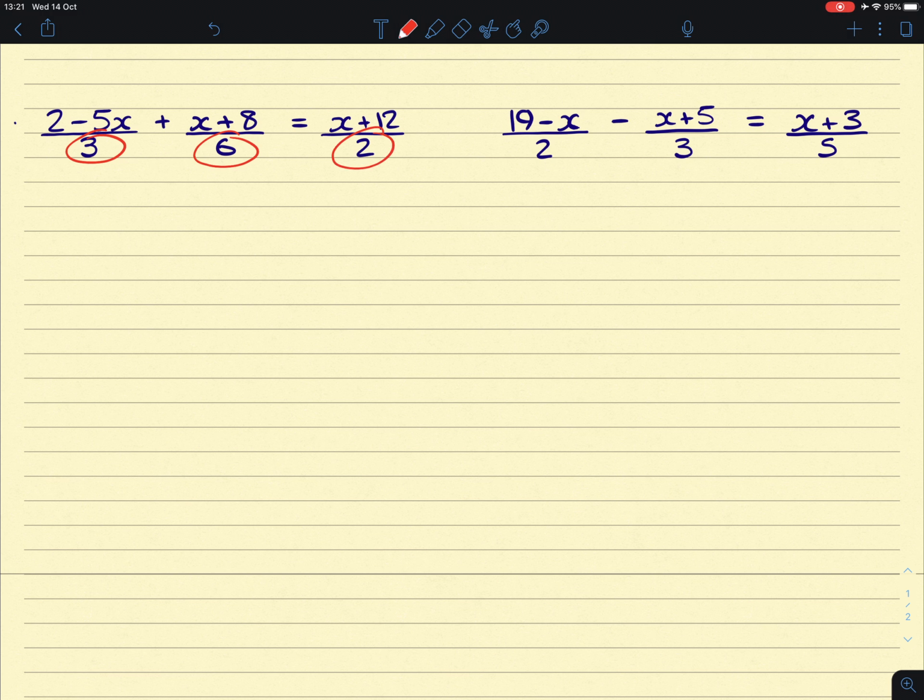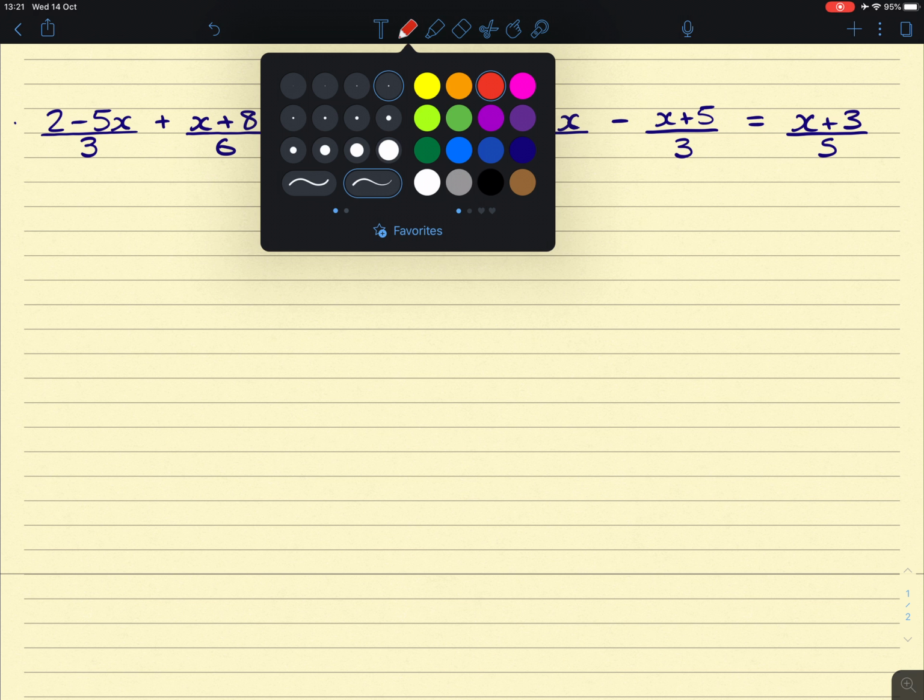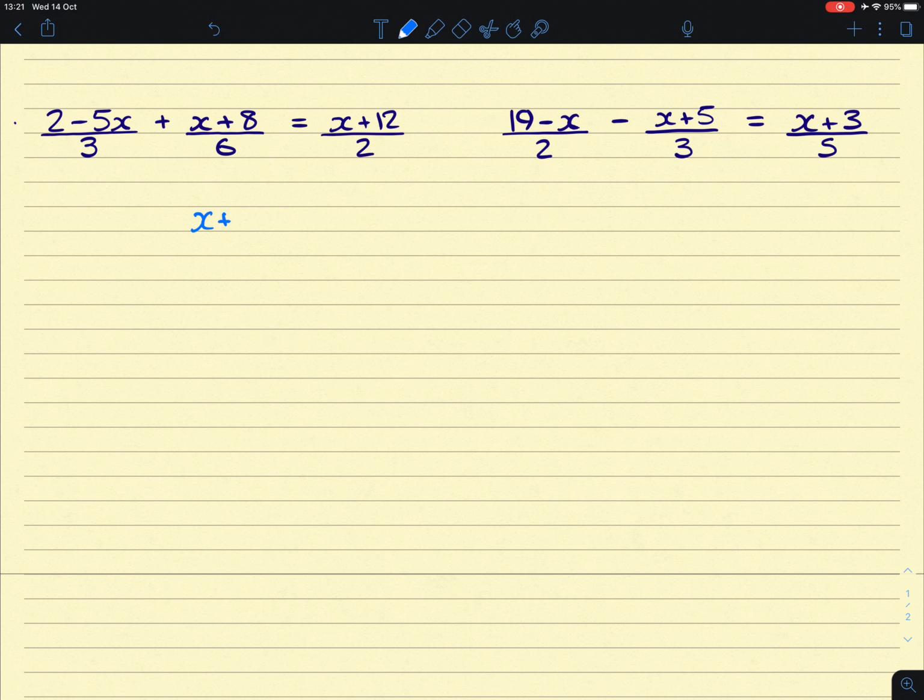Now, the lowest common multiple of 2, 6, and 3 is in fact 6. So we're looking to multiply everything by 6. Technically, that means that this term here is just going to disappear. So that's the only thing that I know straight away I can write in. We're going to have an x plus 8. There's no negative here to worry about.